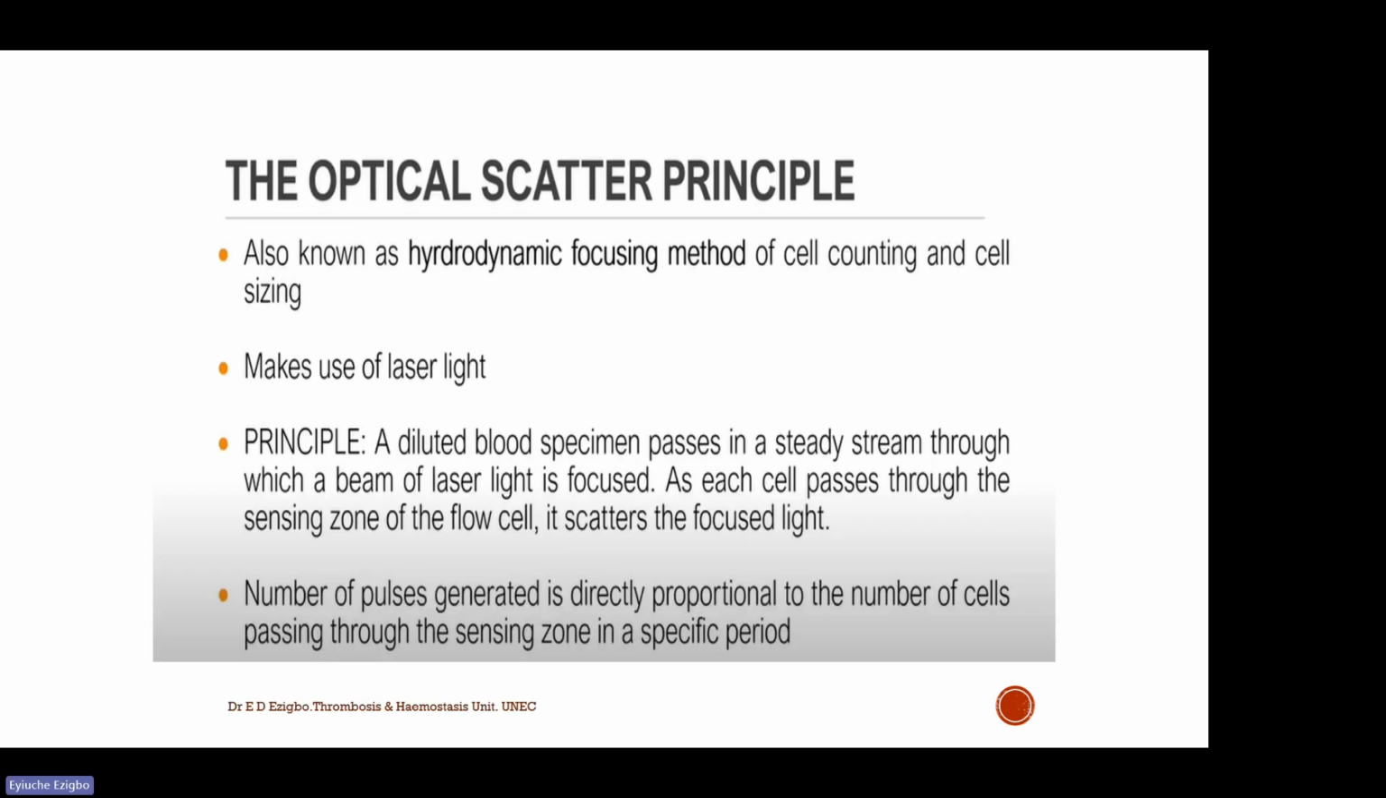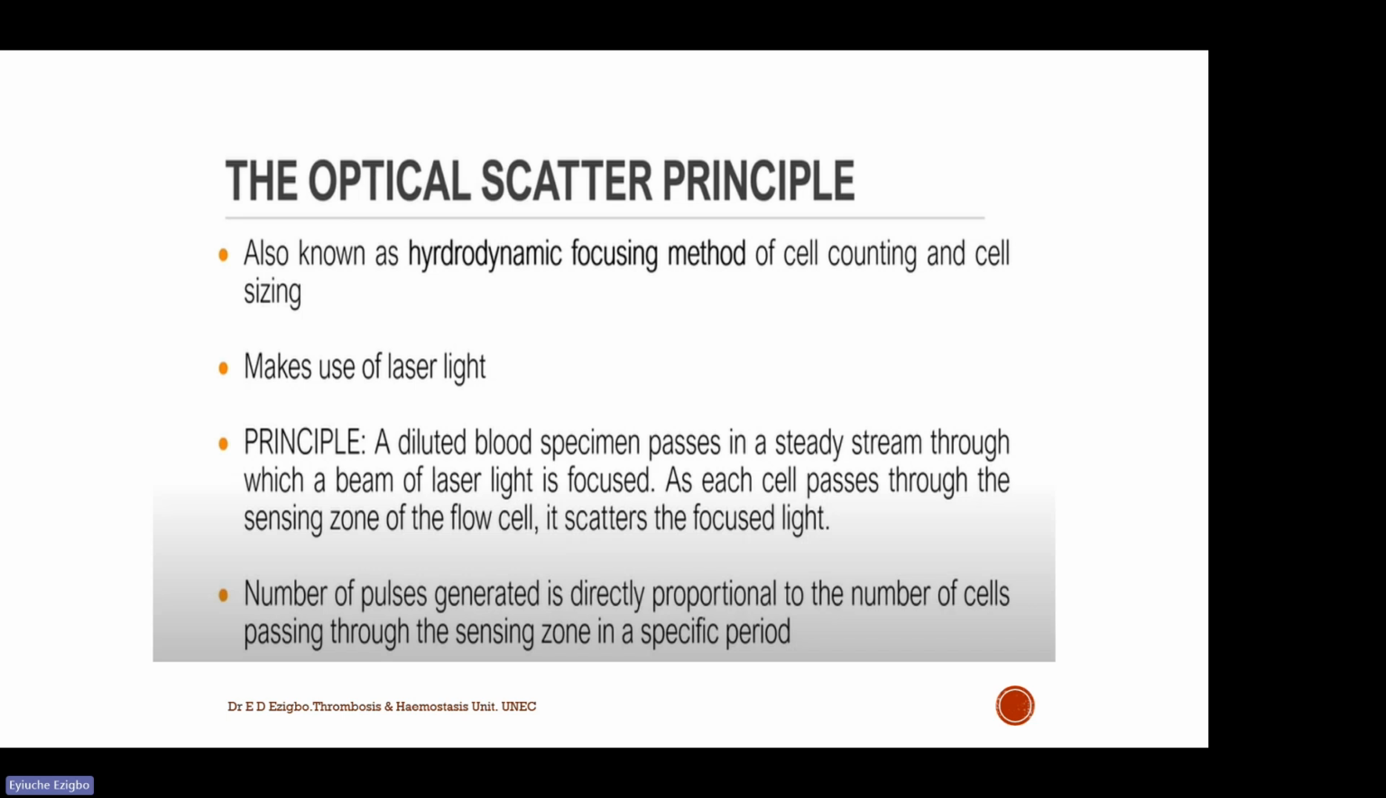So the optical scatter principle, I need to rearrange this slide. The optical scatter principle, also known as the hydrodynamic focusing method of cell counting and cell sizing, makes use of laser light. The principle: a diluted blood specimen passes in a steady stream through which a beam of laser light is focused. We will see the diagram.